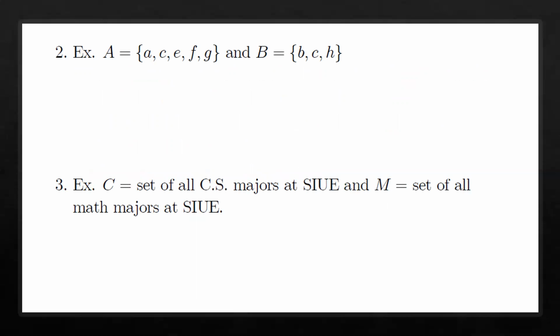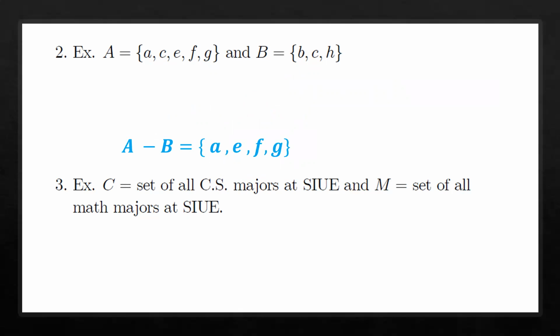So if we want to start with A being the set ACEFG and B being the set BCH, we start with all those elements in A. We take away any of them that are also in B. In this case, just the C. So the difference, A minus B, turns out to be AEFG.